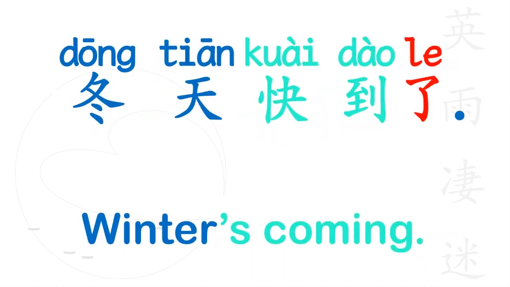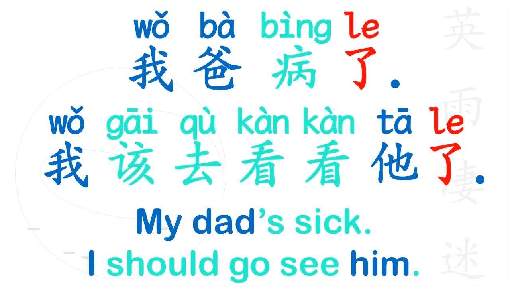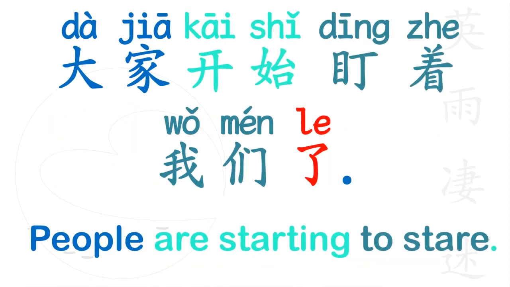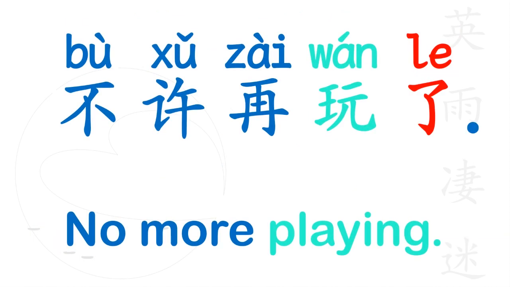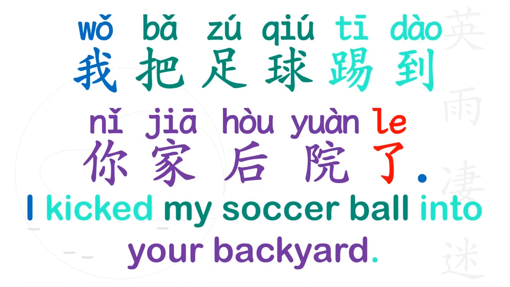冬天快到了 Winter is coming. 我爸病了，我该去看看他了。My dad's sick. I should go see him. Apparently they don't live together. 大家开始盯着我们了。People are starting to stare. 不许玩了。No more playing. 我把足球踢到你家后院了。I kicked my soccer ball into your backyard.